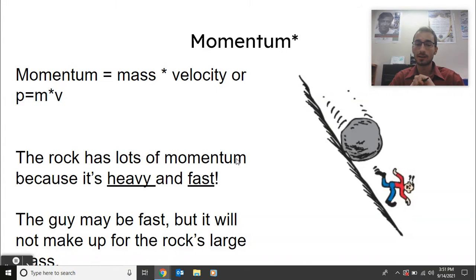Okay. So you should know momentum is mass times velocity. So the reason why the rock has so much momentum, not only because it's fast, but because it's heavy too.